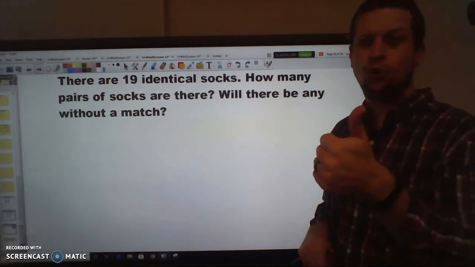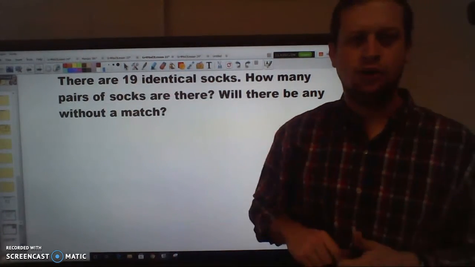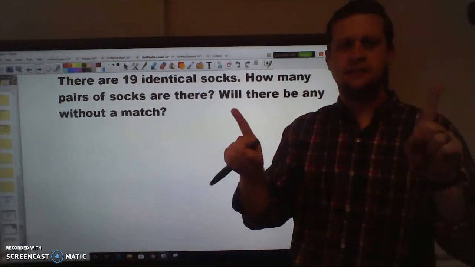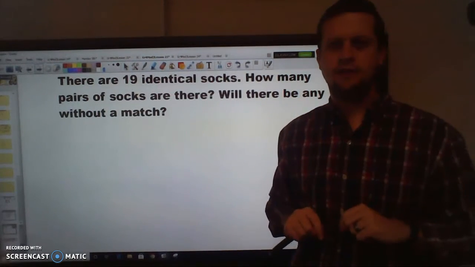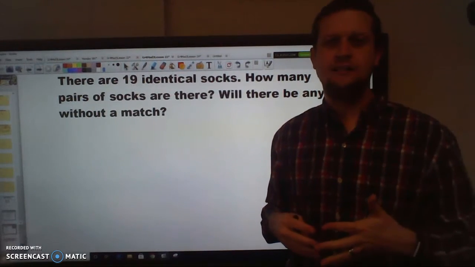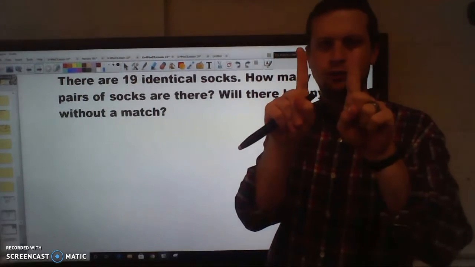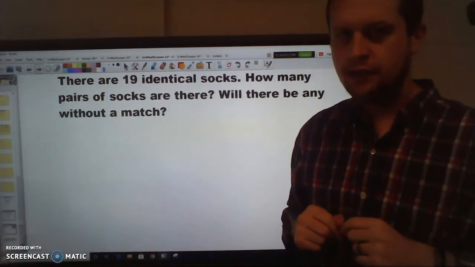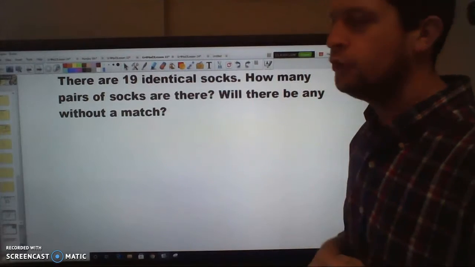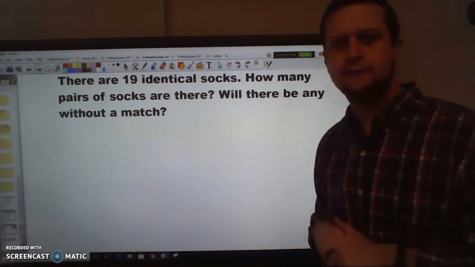That's an important word. And pairs. Pairs is also important because pairs means 2. Okay? If you have a pair of socks, that is 2 individual socks. Okay? So, we're going to do our drawing with this.